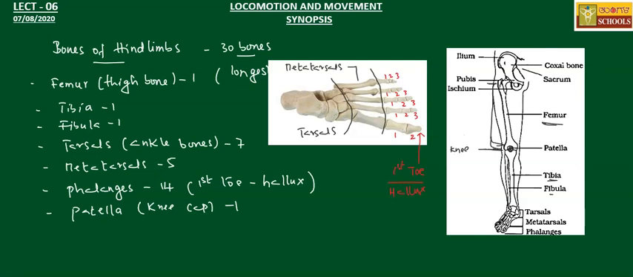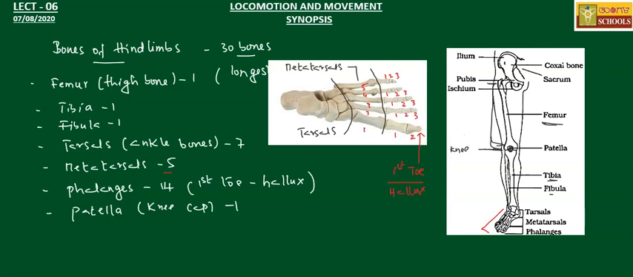Okay, so these are the bones in the case of the foot. As this portion is not clear, I have shown you here the tarsals and the metatarsals. You have the metatarsals, total 5 in number. So this is 1, 2, 3, this is 4 and 5. Okay, right. So this is about the bones present in the hind limbs.